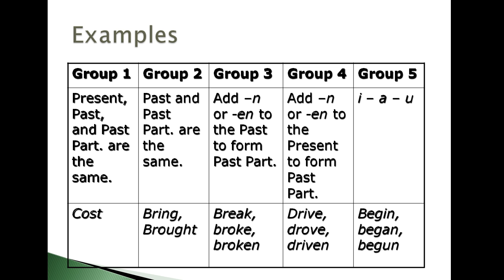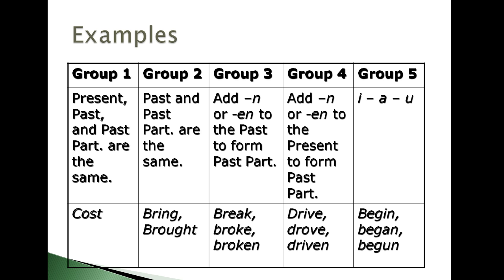Group 3 and Group 4 are very similar in that they usually add the en ending to the past participle. However, the question becomes in group 3, are you adding the n or the en to the past, such as break, broke, and broken, or are you adding it to the present tense in group 4 of drive, drove, and had driven?